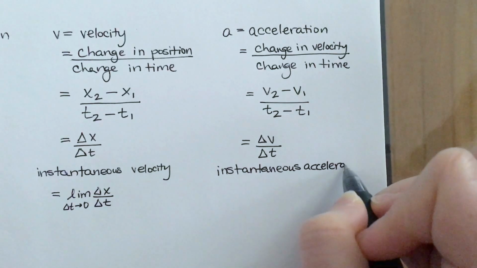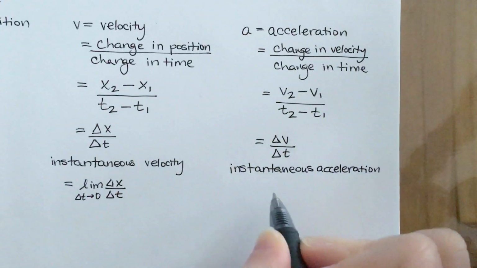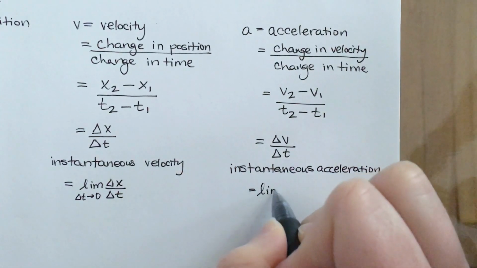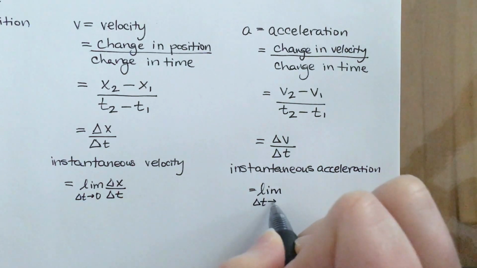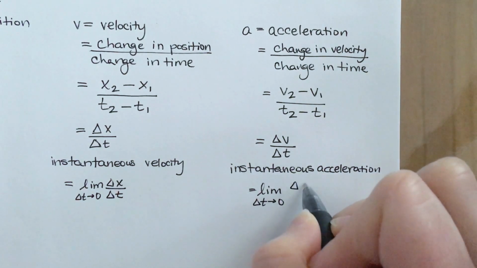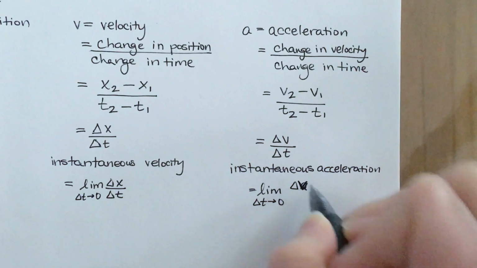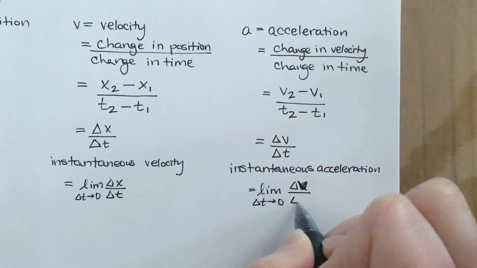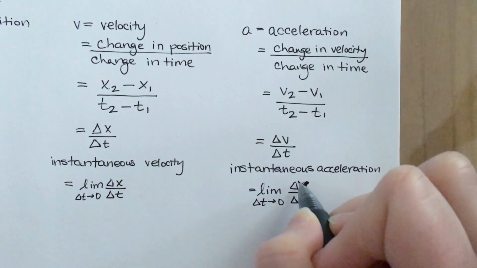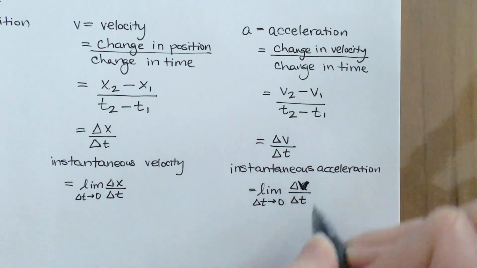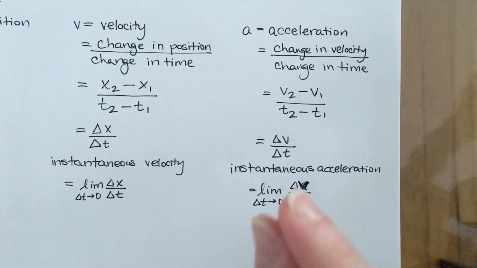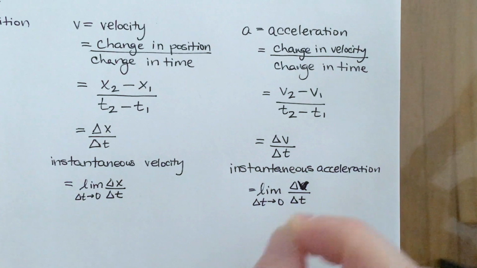which, just like instantaneous velocity, is the limit as we take that little time interval and we take it as small as we can go, instantaneous, that's delta v over delta t. So how does our change in velocity respond as we shrink that change in time to infinitesimal?